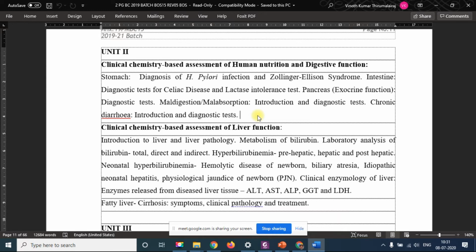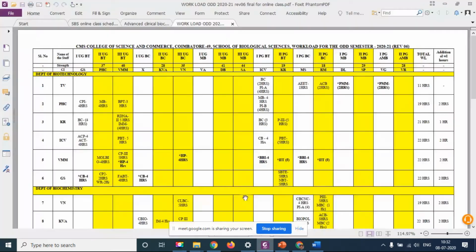So now we are going to the particular topic, that is, how we can identify H. pylori infection by using clinical laboratory methods. This is what is going to be dealt with today. We are going to identify how H. pylori infection is diagnosed in the lab. So we can go to the topic.